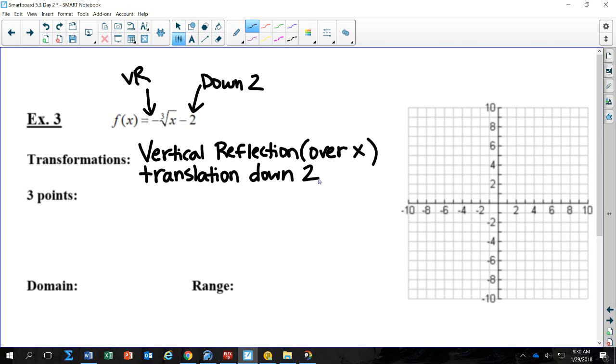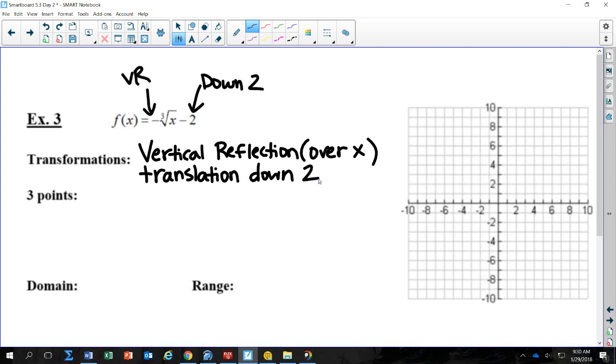Also, think about order of operations. When you do a vertical reflection, aren't you going to be using multiplication? Right? Whereas a translation down 2, you'd be using subtraction. You always want to do your multiplication and division before addition and subtraction. Okay, so even with order of operations, it makes sense.